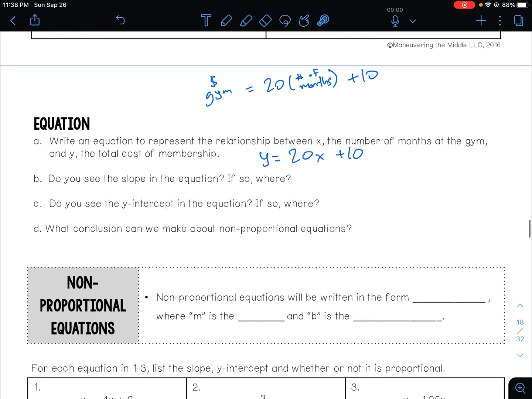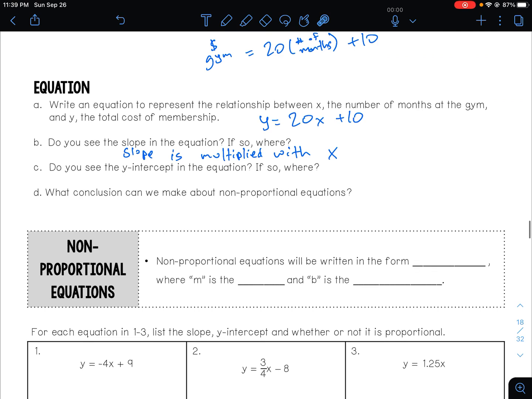Do you see the slope in the equation? I do. The slope is 20. Where is it? Slope is multiplied. It's the coefficient with x. And guess what? That's always going to be the case. The slope is always going to be multiplied with the x. Do you see the y-intercept in the equation? Remember, the y-intercept is 10. I do. The y-intercept is right here.